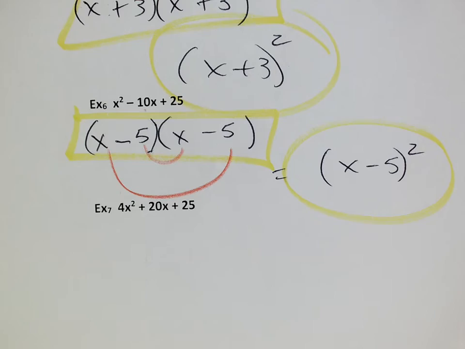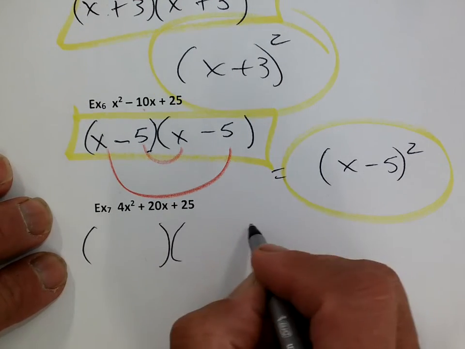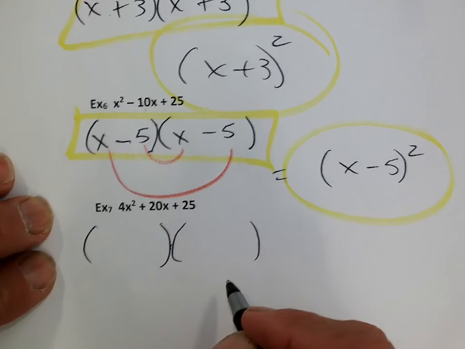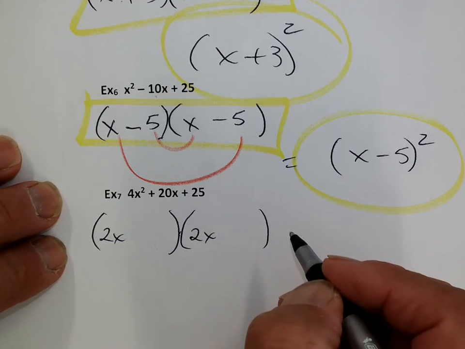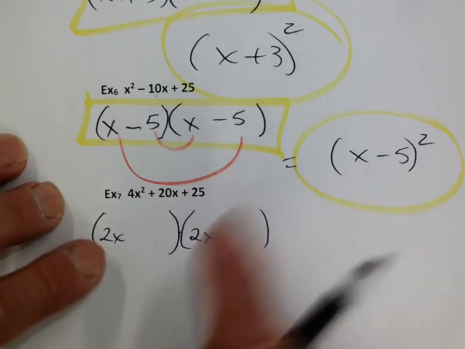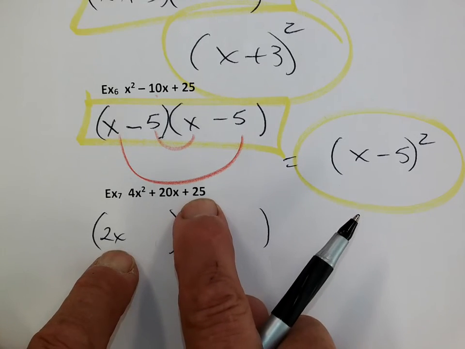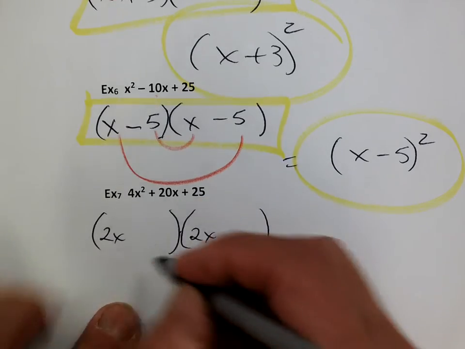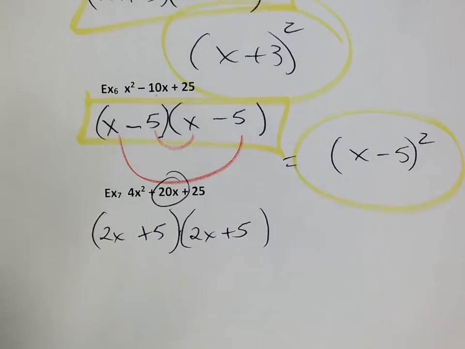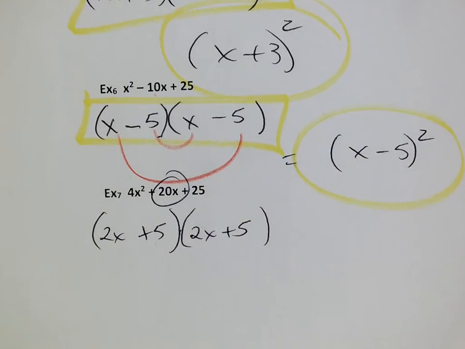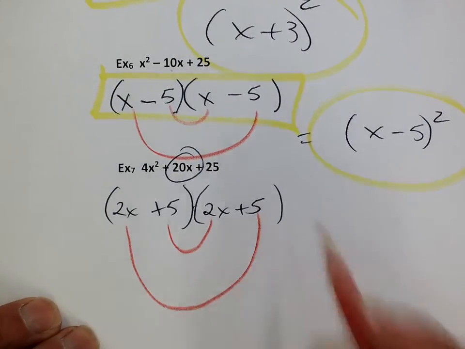Okay, example 7 is the same type of problem. Parentheses, parentheses, because I'm multiplying. And I'm going to try a 2x times a 2x, because that'll make a 4x squared. And then I'm going to go 5 and 5. I'm going to go plus 5, plus 5. Now, where's the 20x? Well, we can check it. It's going to work if we check our double smiley. I'm sure that 20x is hiding in there.